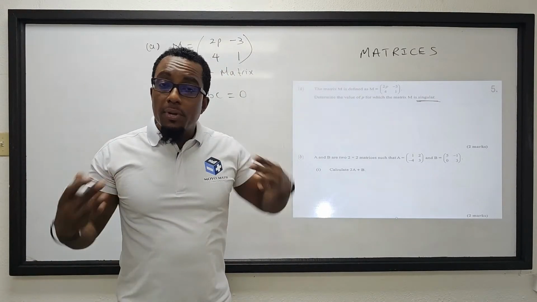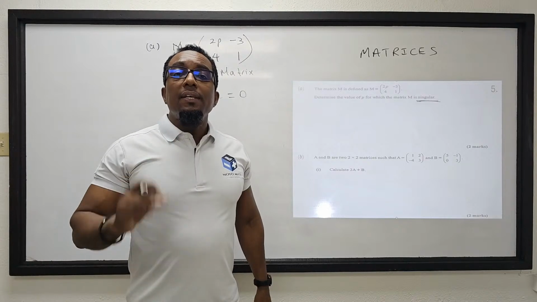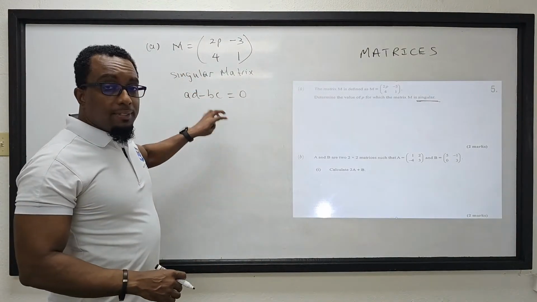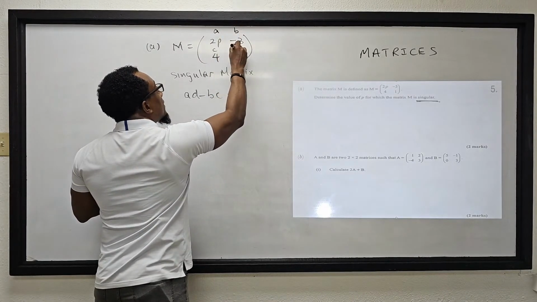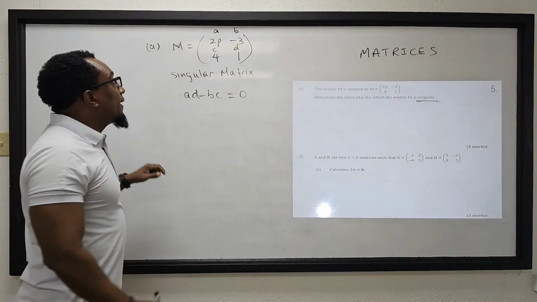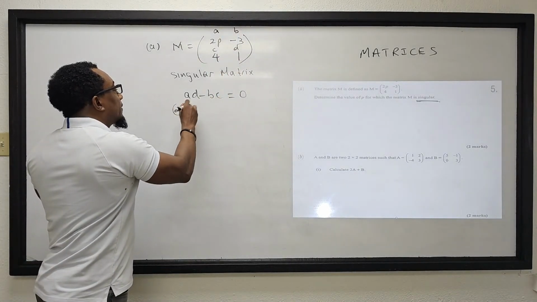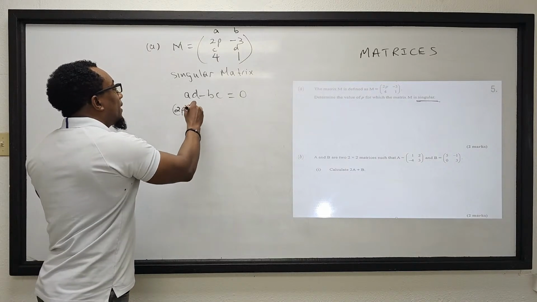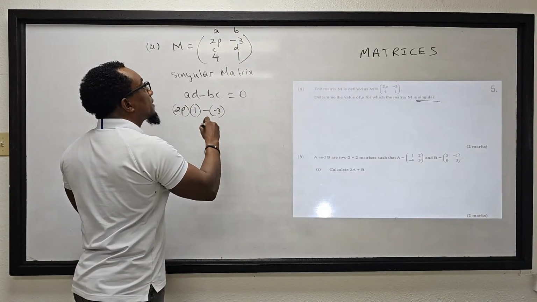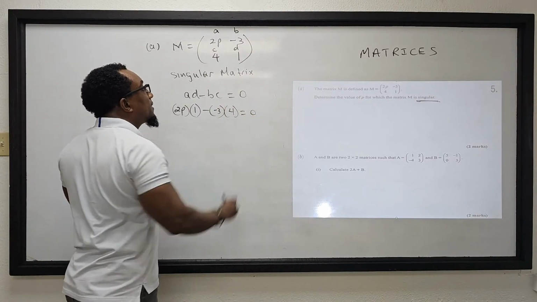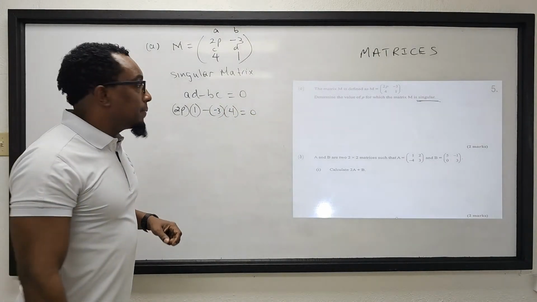And when you have to find an unknown in math, what do you do? Create an equation. This is the equation here, right? So this is a, b, c, d. And let's substitute for a. a is 2p in brackets times d is 1 in brackets. Subtract b is negative 3 in brackets, c is 4 in brackets, is equal to 0.